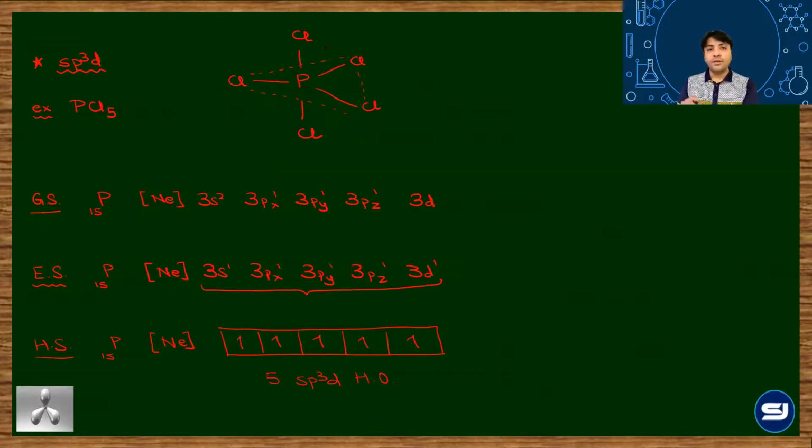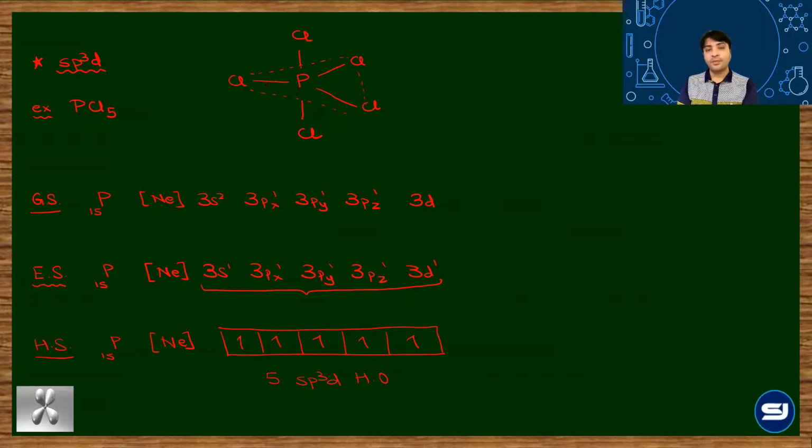Now, generally bond lengths equal kab hota hai? When all the bonds are oriented symmetrically in 3D. Matlab, all the bonds are equidistant from each other, then only they will be of equal lengths. Jaise, in case of methane, the four bonds of carbon were directed along the four corners of a tetrahedron. The angles between them were equal. Isliye un charo bonds ka length equal tha.